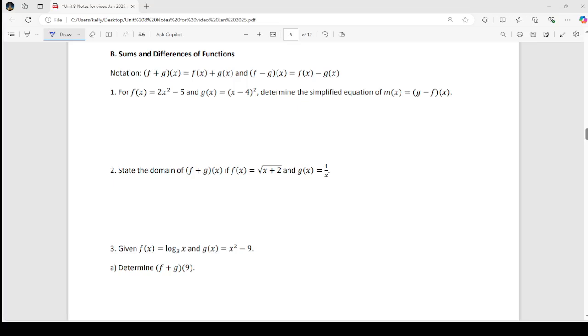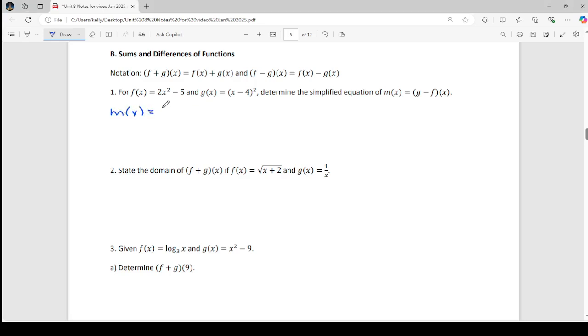So in this lesson, we're going to focus on adding and subtracting functions. When we write f plus g of x, it means that we're adding f and g, and f minus g of x means that we're subtracting g from f. So if f and g are both these polynomial functions, the simplified equation of g minus f will look like this.